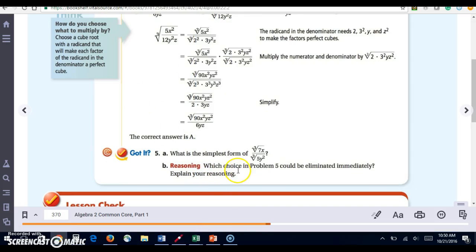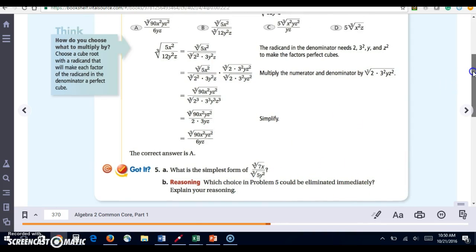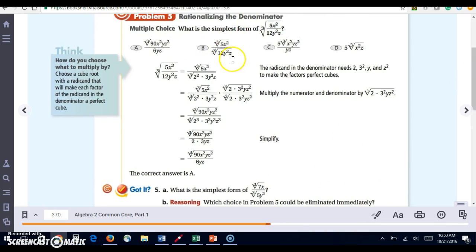For part B, it says, which choice in problem 5 could be eliminated immediately? Explain your reasoning. Let's look. Oh, I see, choice B could be eliminated immediately because it has a radical, not a square root, it has a cube root, in the denominator, and we cannot have radicals in the denominator, so we know B was not the answer. So I hope that this helps.